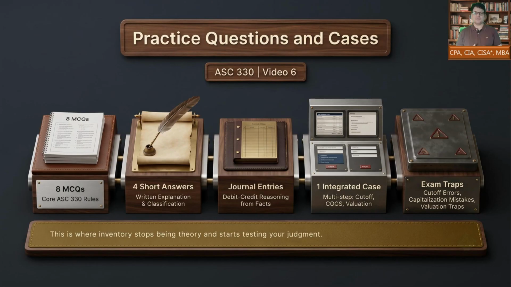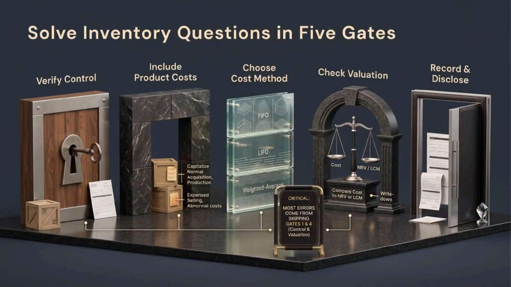The goal is simple. When an inventory question appears in an exam, interview, audit file, or close process, you should know exactly where to start. Before we solve the questions, use these 5 gates. First, ask who controls the goods. That means checking shipping terms, consignment status, and transfer of control before year end.